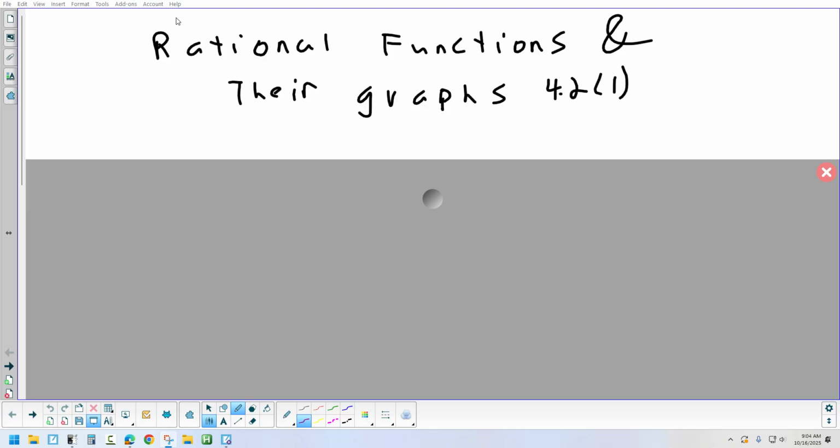Okay, so when we're graphing rational functions, it can be a little bit tricky because we've got asymptotes and different things we have to figure out. Could have holes in the graph, and we got to figure all of that out. Okay, so I'm going to show you some different ways that you can go about sketching rational functions.